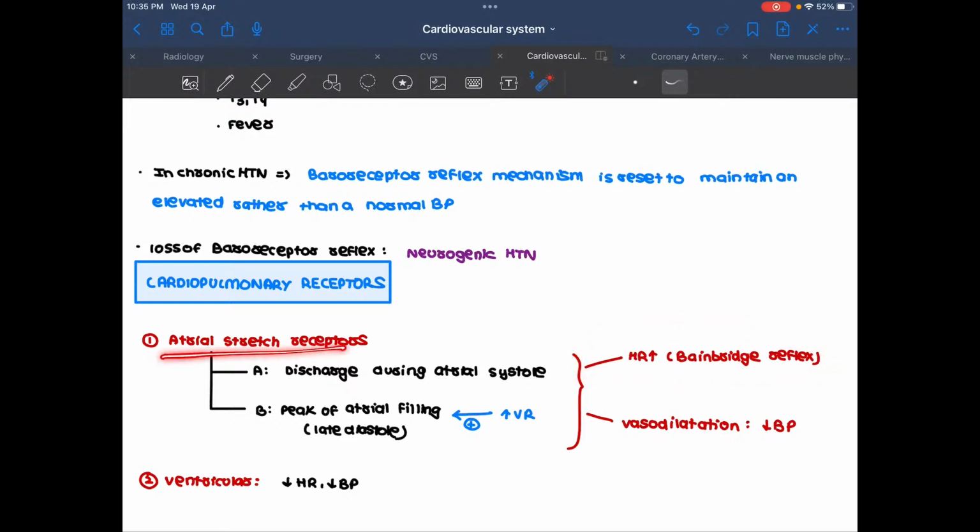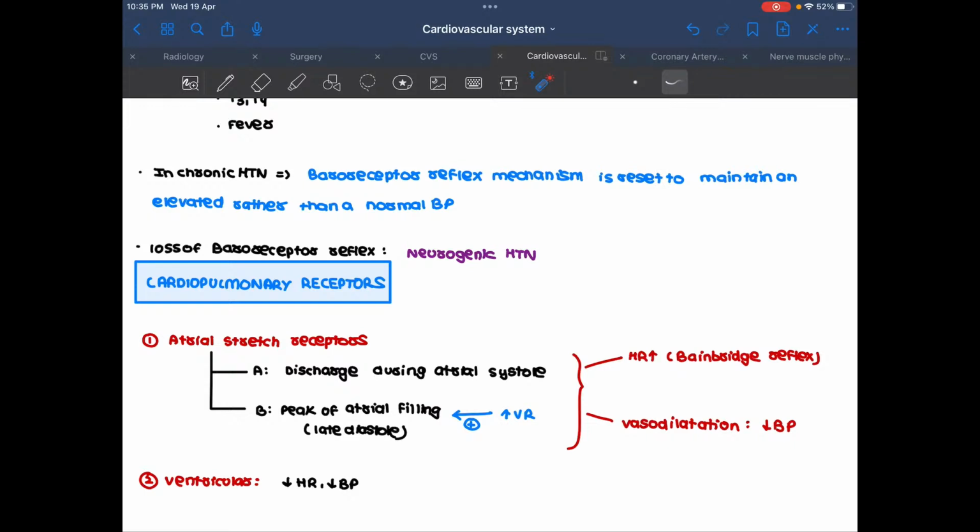Okay. So there are two types of atrial stretch receptors. We can have A type and we can have B type. The A type stretch receptors are going to discharge during atrial systole, and the B type atrial receptors are going to discharge at the peak of atrial filling. Okay, so there's a slight difference. So here, venous return will stimulate the B type of atrial stretch receptors more.